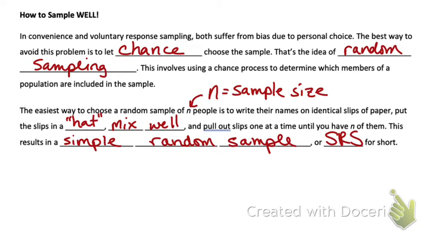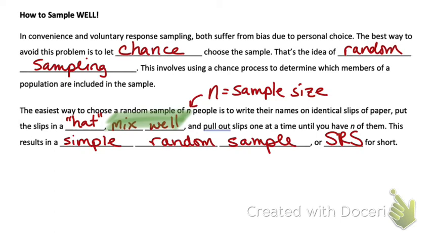Here's the thing. When you are explaining the hat method, you have to include the mix well. Mix well is part of the process of the hat method. Why do I have to say that you're going to mix well? That way you don't put them in a certain order. It's like cards. Think about it, you guys.